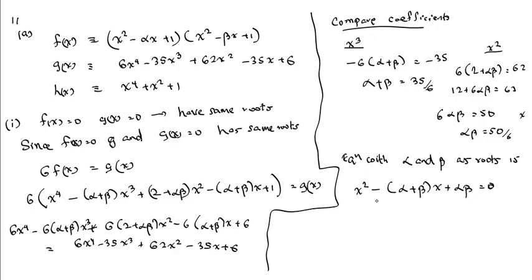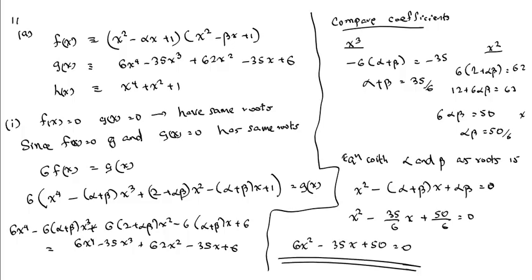Now substitute these values. x to the power 2 minus alpha plus beta, which is 35 over 6, x plus 50 over 6 equals 0. Multiply everything by 6. 6x squared minus 35x plus 50 equals 0. Thus, we have got the answer we want.